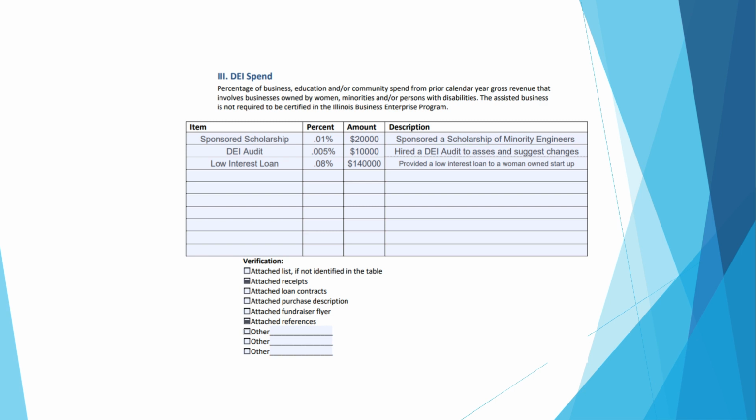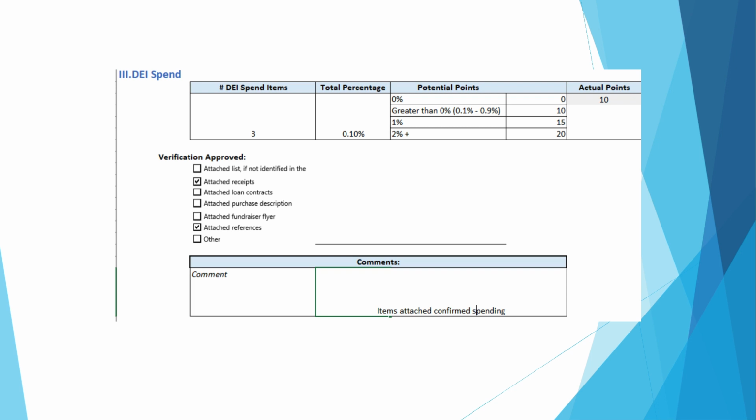Spend is based on the prior year's gross revenue. The WMD they spend money on does not have to be BEP certified. Some examples of DEI spend items could be purchasing a DEI program for employees to participate in, helping a WMD with supplies, providing discounts to WMD, sponsoring school programs that promote DEI, or sponsoring a fundraiser for WMD initiatives. Having any amount of spend towards DEI or WMD will help them gain 10 points.